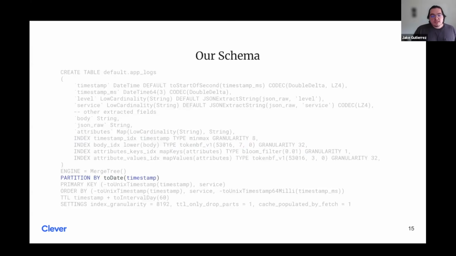And paired that with our TTL of 60 days, along with TTL only drop parts, that gives us pretty good performance for dropping entire partitions. Next is our primary key and order by. This is where it gets pretty interesting.